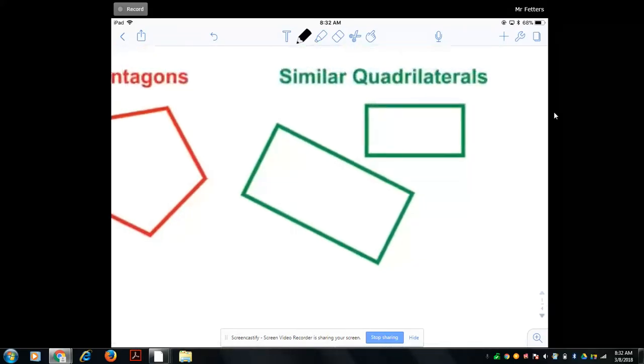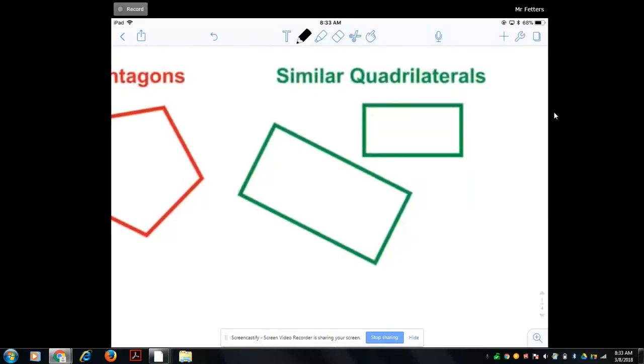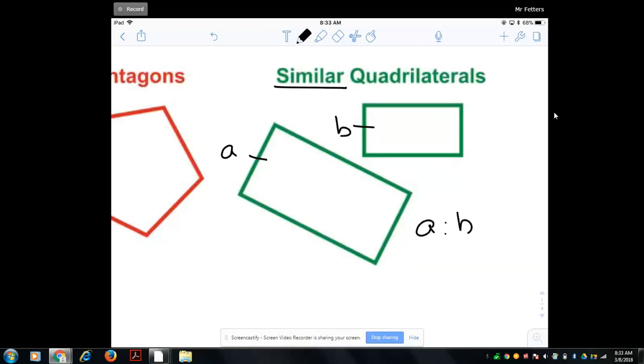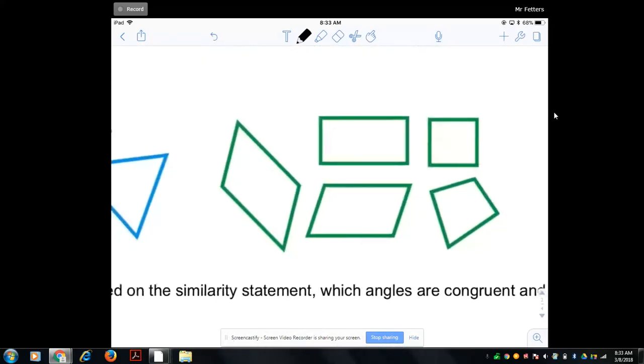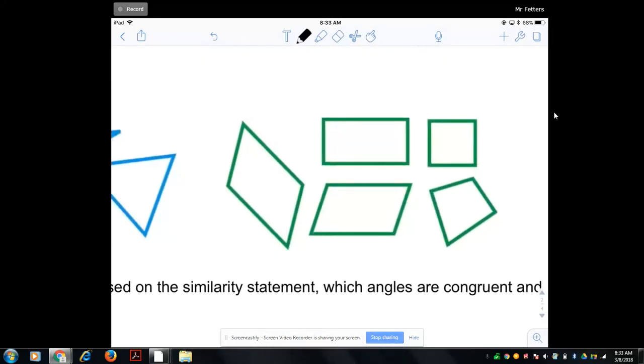Here, we know that, even though nothing is labeled, since they tell us it's similar, we know that this side here and this side here are in proportion. So if this is A and this is B, A to B would be in the same proportion as C to D. Okay, so I'm going to say A over B is equal to C over D, because they tell us that it's in proportion. Here they don't tell us, so we have no way of knowing. And you can even tell, this angle is different from this angle, is different from this angle here.